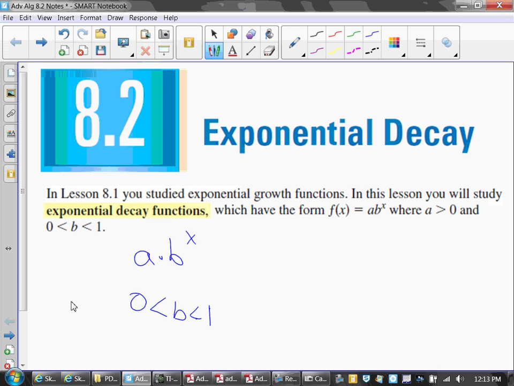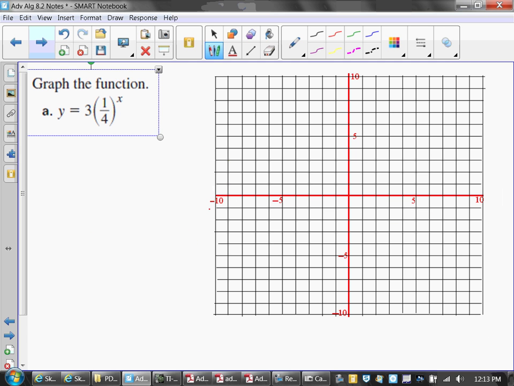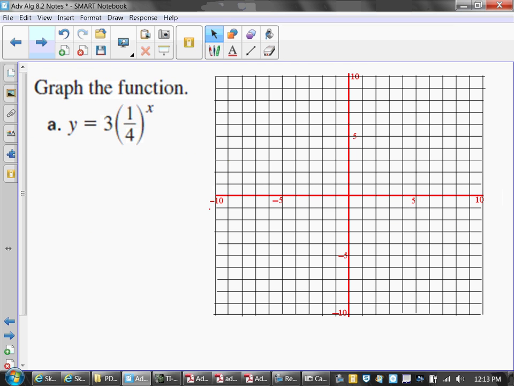So exponential decay, the main difference between the two is your b value is going to be a fractional amount. So when you go to graph these, the same rules apply as they did last time. You have y equals 3 times quantity 1/4 to the x.